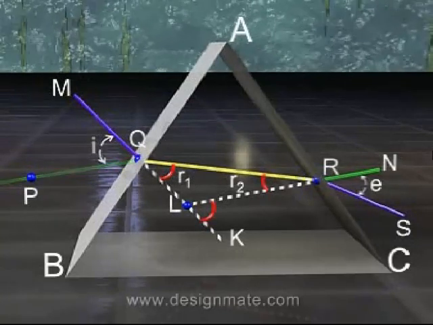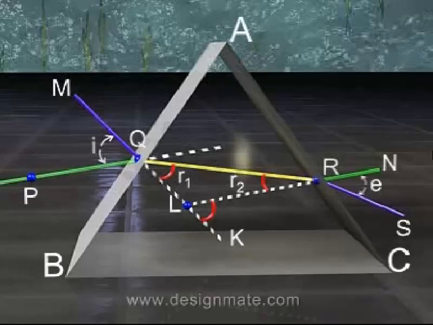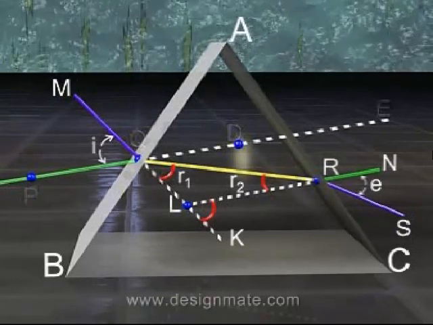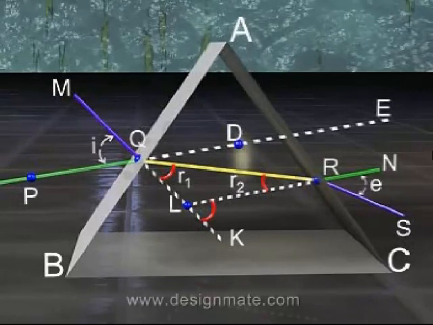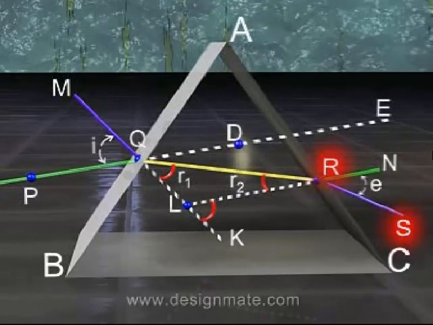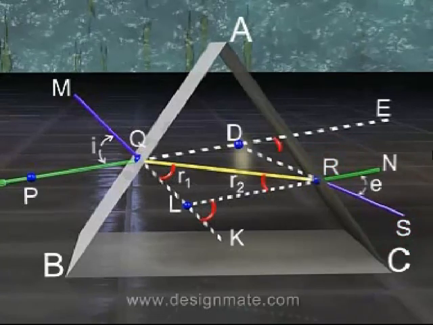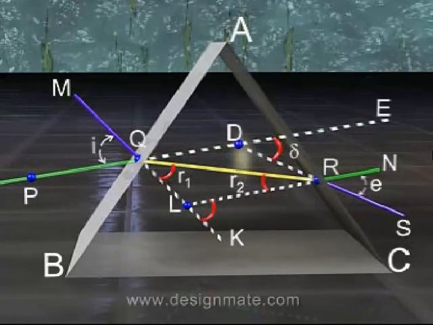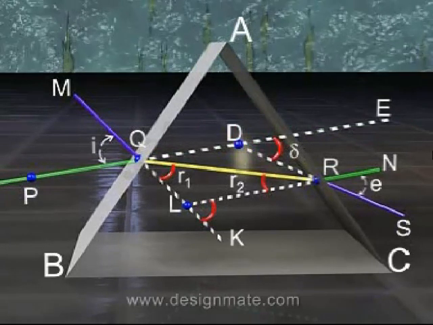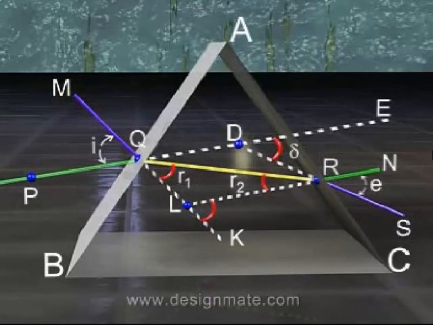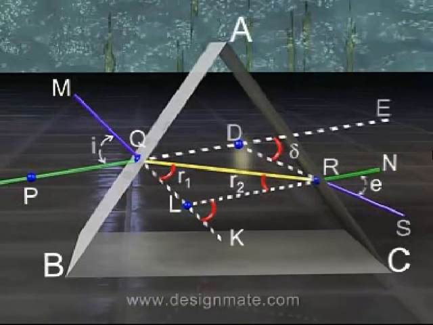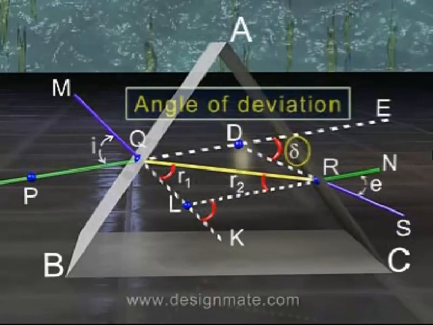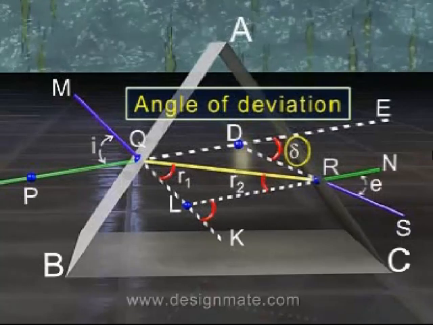When the incident ray PQ is extended, it seems that it advances in PQDE direction. When the emergent ray RS is extended backward, it meets PE at point D. Here, the angle between the direction of incident ray and the emergent ray, angle EDS equal to delta, is called the angle of deviation, delta.